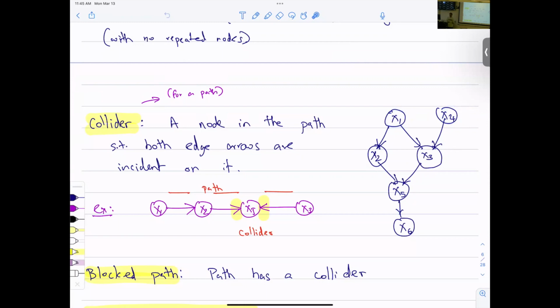Now pick path 1. Let's call this path 1. Check whether there's a collider on this. There is a collider on this, so I'll call this path blocked. Look at the next path. Check whether there's a collider on this. There's a collider here, so this path is also blocked. And therefore, X1 and X4 are d-separated.